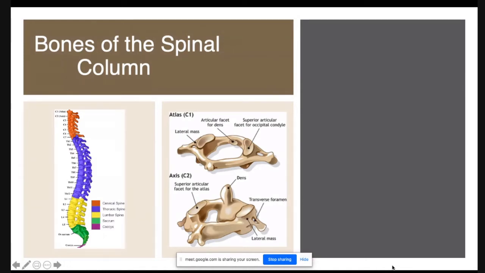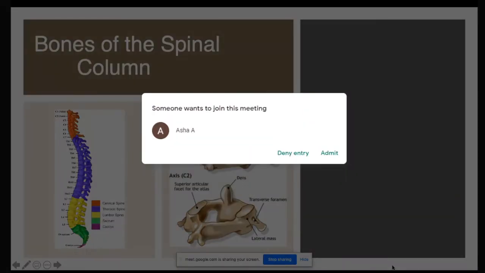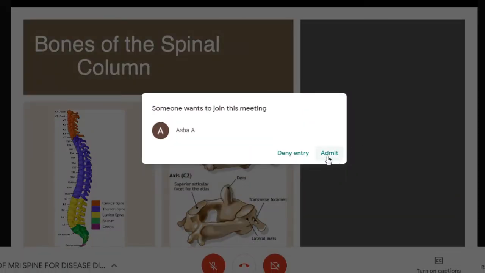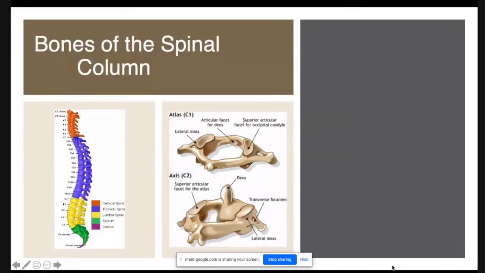So let me go with C1, that is Atlas. We call it by a special name, that is Atlas. The second cervical vertebra, we call it the Axis. Now, in these two bones, there is no need to go into detail with the structures. Instead, we have to remember an overall anatomy with the most often repeated terminologies.